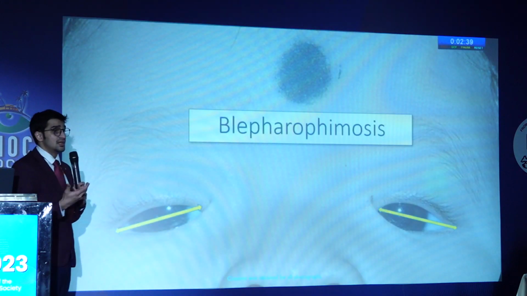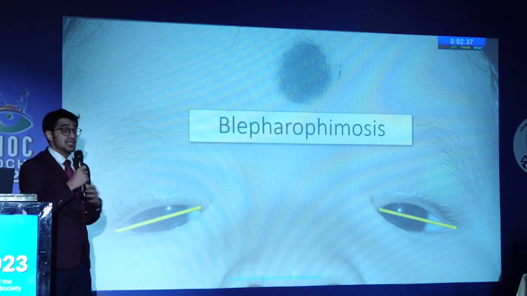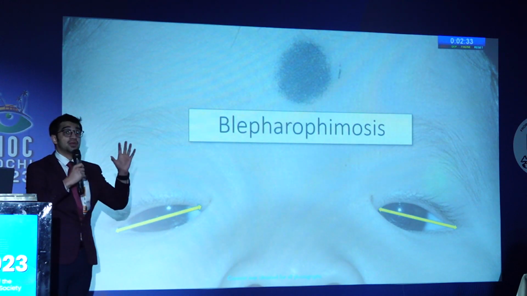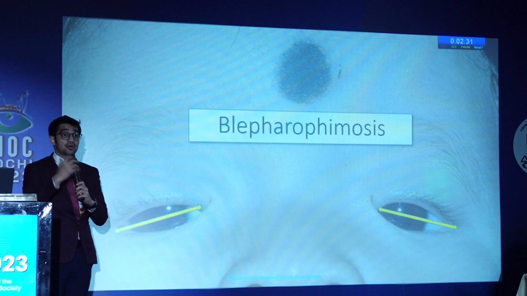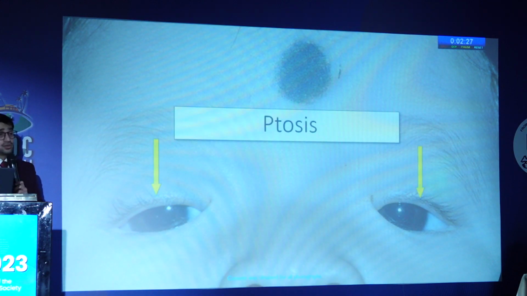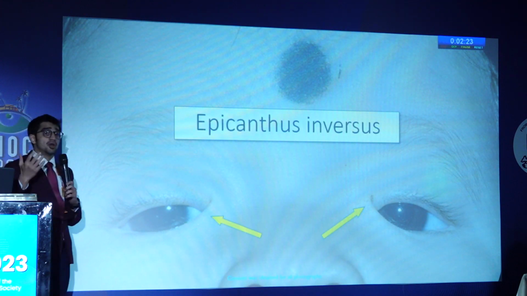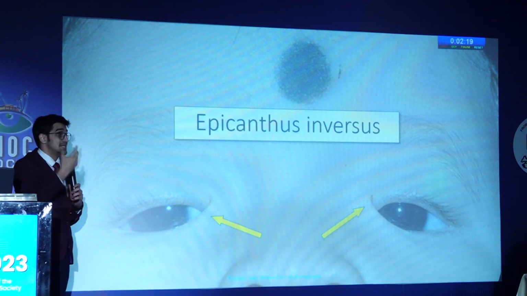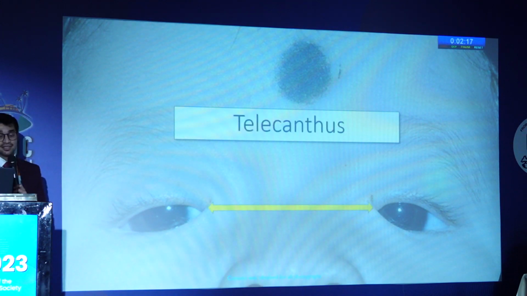Now, why we think that Amar has this syndrome is because of 4 cardinal features. 1, Blepharophimosis, so blepharo lid, phimosis shortening, so a narrowing of the horizontal palpebral fissure. Ptosis, which is a drooping of the upper eyelid. Epicanthus inversus, an abnormal skin fold over the medial canthus going from the lower lid to the upper lid, hence inversus. And lastly, telecanthus, which is a widening of the intercanthal distance.